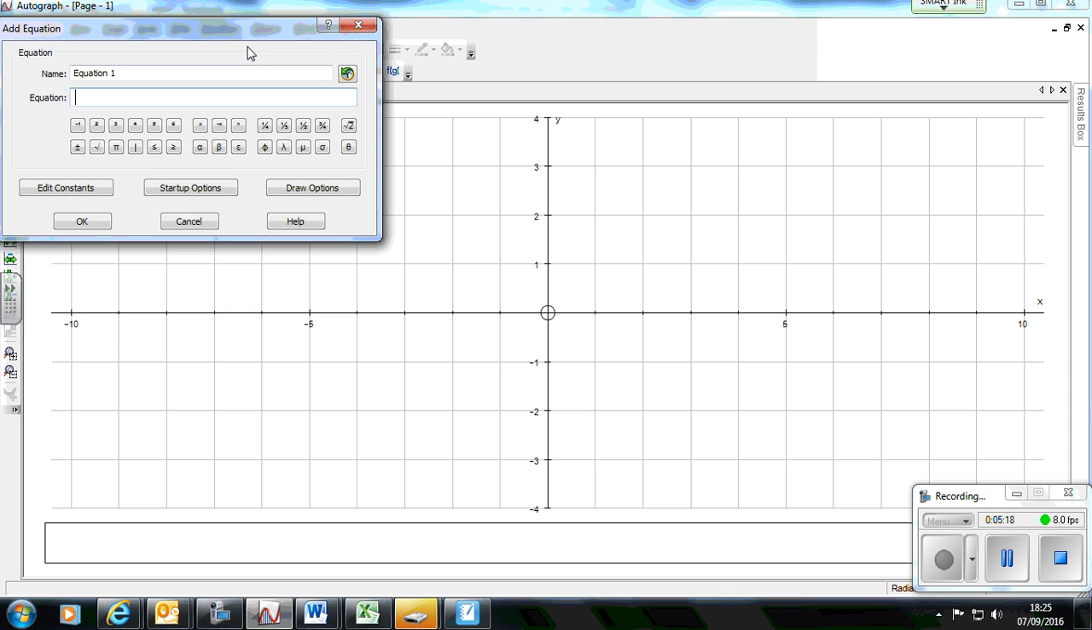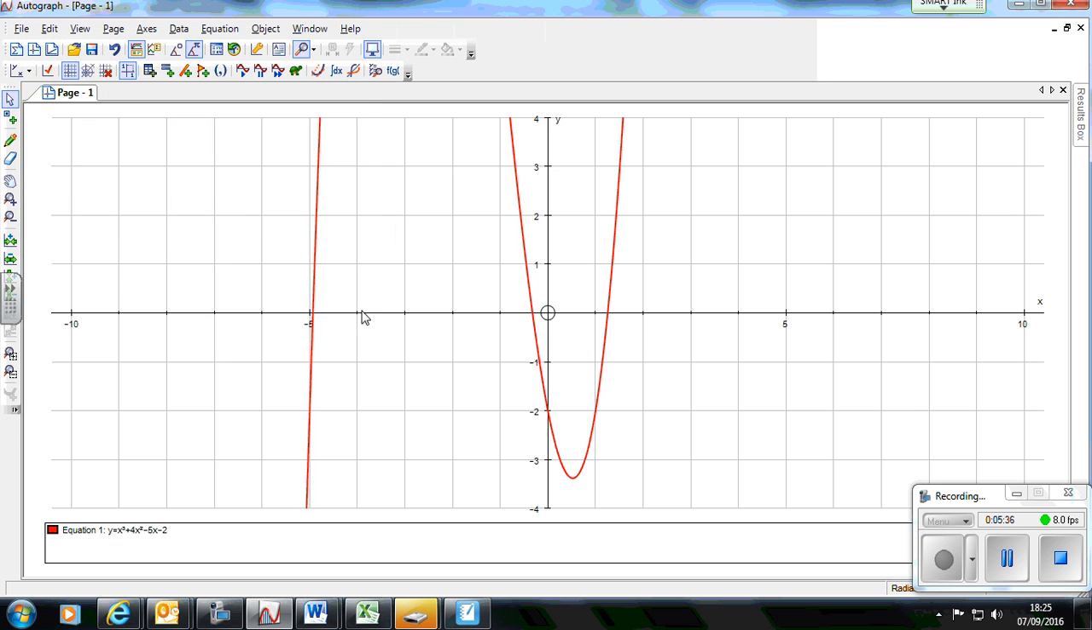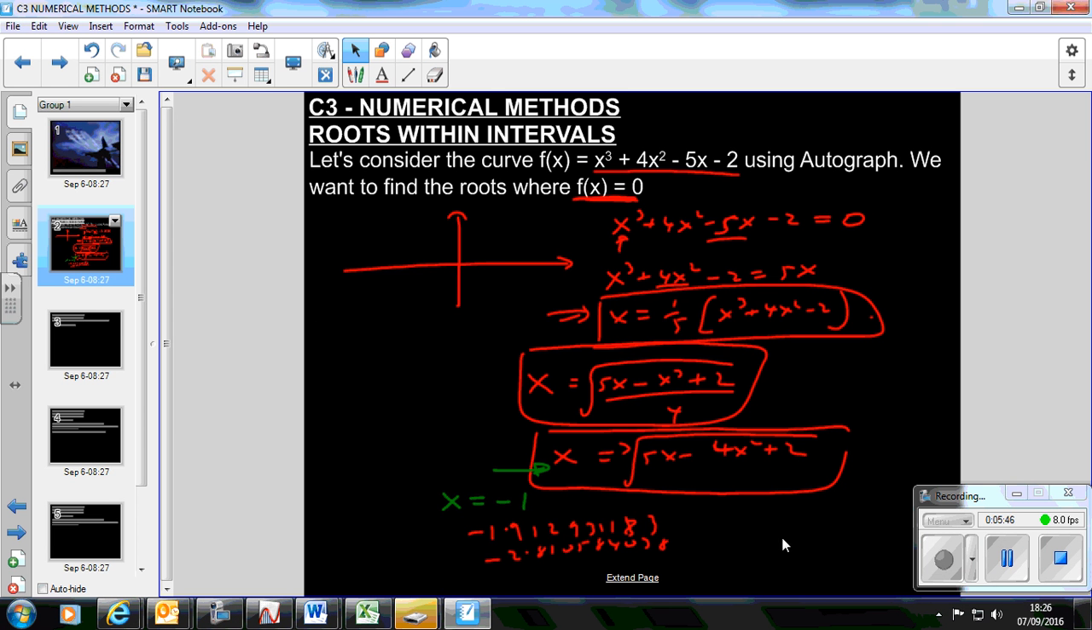If I whack in this curve, y equals, what do we have? We had y equals x cubed plus 4x squared minus 5x minus 2. There we go. And look, one of the roots is absolutely near minus 5. That looks exactly like minus 4.93 to me. Look at that. How did that work?